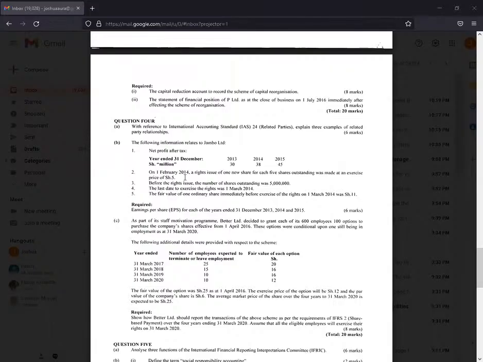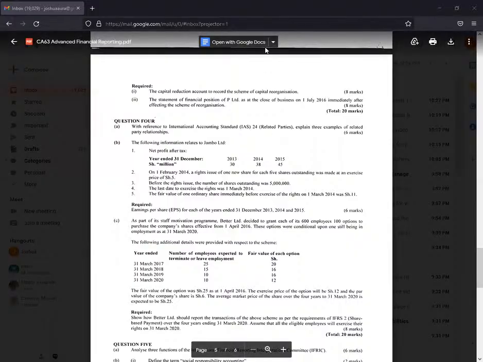We go to note number 3. Before the rights issue, the number of shares outstanding was 5 million. So all along, before the rights issue, we have been having 5 million shares. And then note number 4, the last date to exercise the rights issue was 1st March. I told you to delete that statement. Note number 5, the fair value of 1 ordinary share immediately before. Ladies and gentlemen, before the rights issue, which took place in 2014, we've been having 5 million shares.